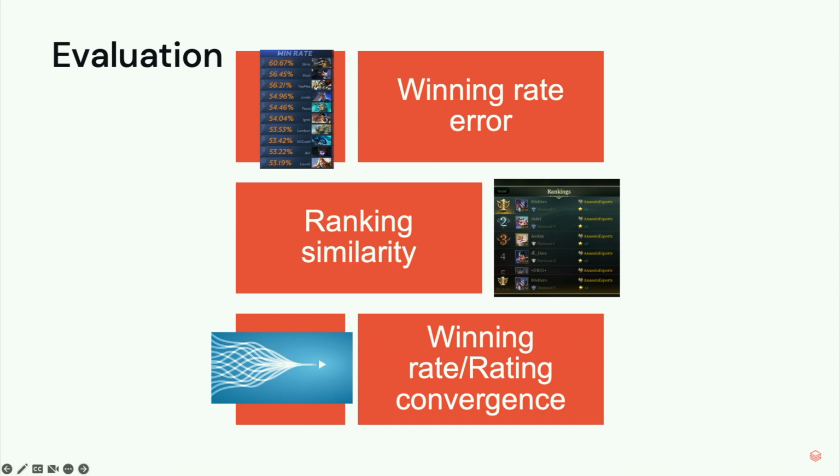One is the winning rate error, basically. Based on our rating system, we can do win rate prediction, but in the actual game data, we can observe the actual win rate. So we compare them and compare the error, the smaller the better, right?